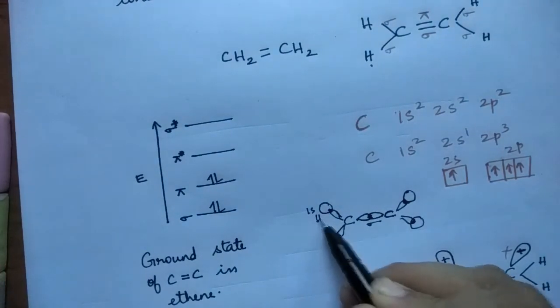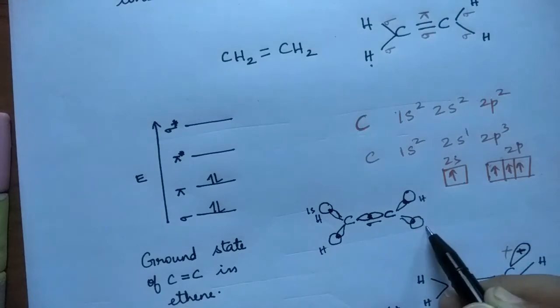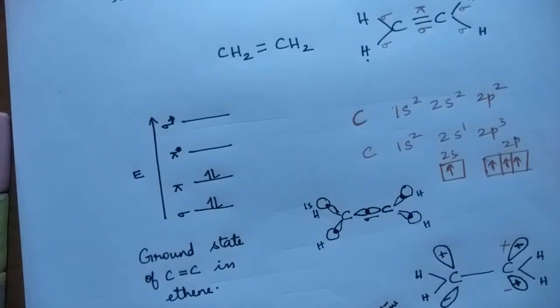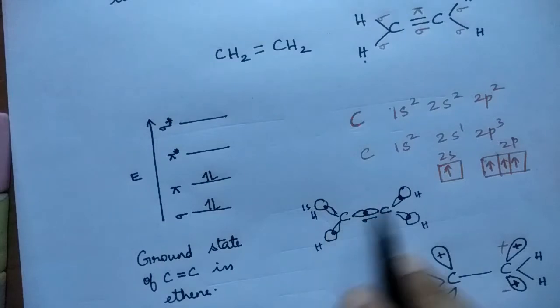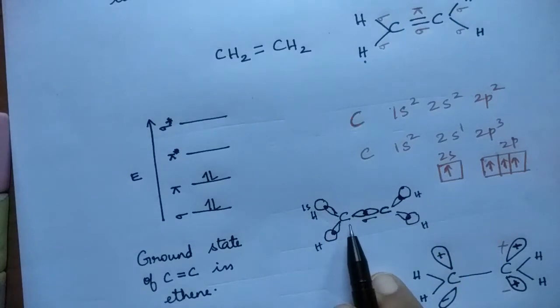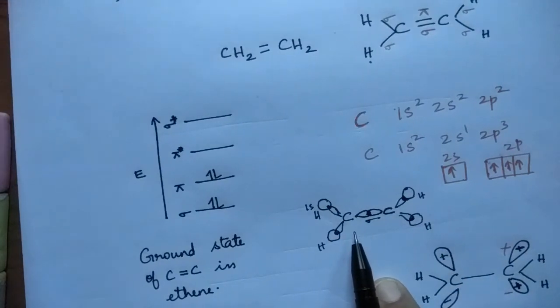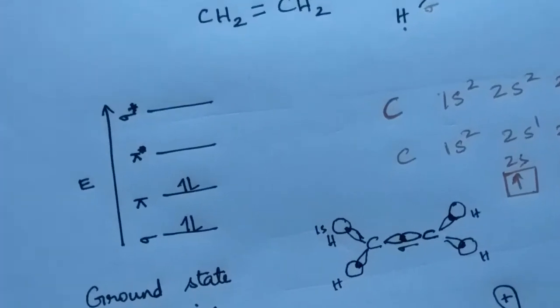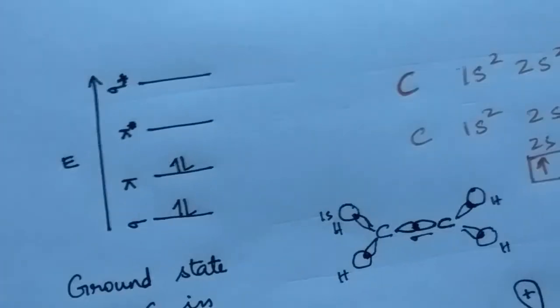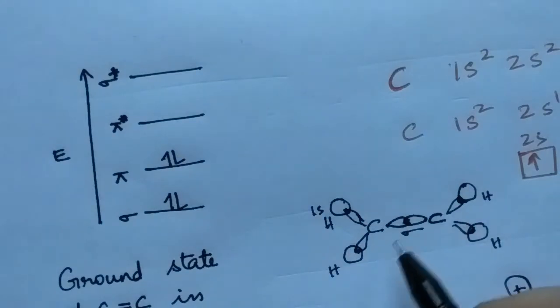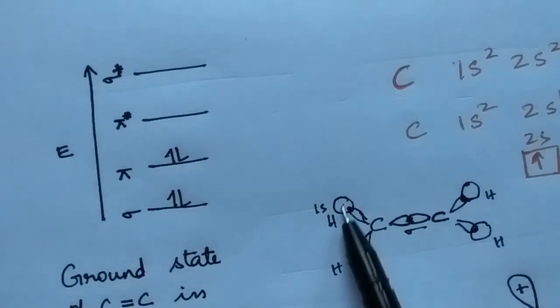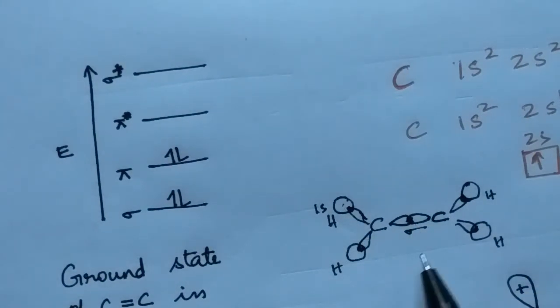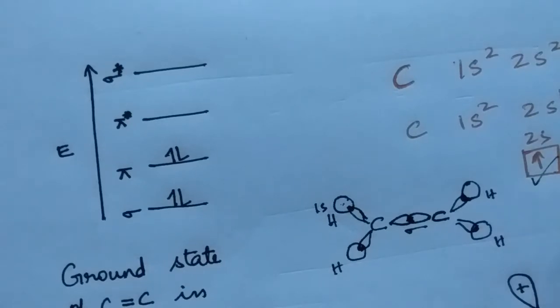So in this case we will be having this many sigma bonds. Now the carbon has a valency of 4, and we can say that 3 of the valencies of carbon are satisfied over here by sigma bonds. So here this is taken up, this is taken up, and this is taken up.